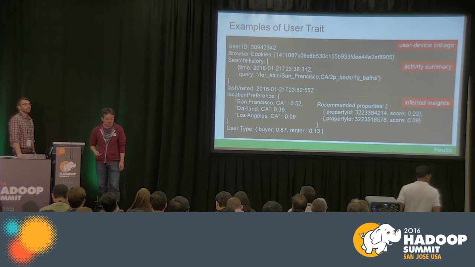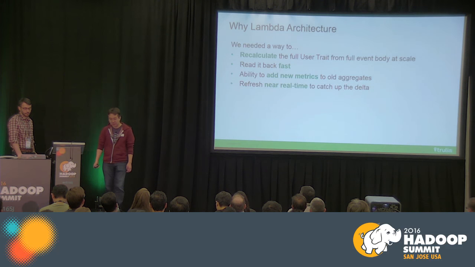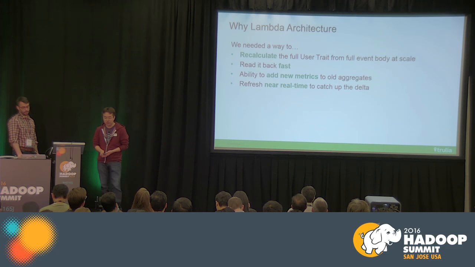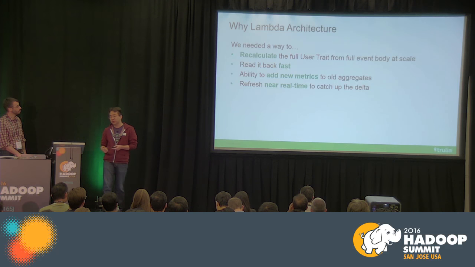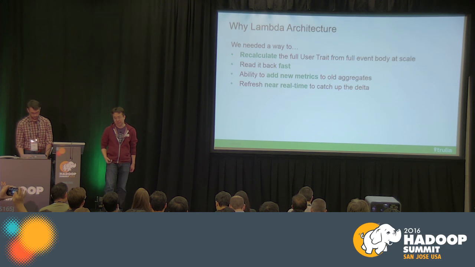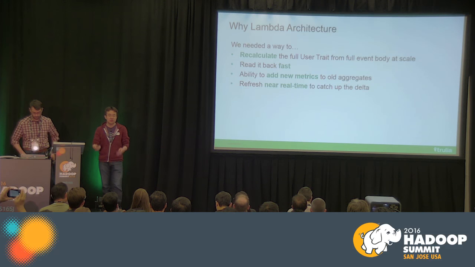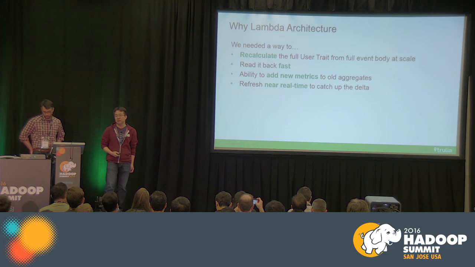So we looked around for what could be our solution for those two types of access patterns, and we settled on the Lambda architecture. The Lambda architecture has a batch layer and a real-time layer, and we merge them when we serve the data. So we have the opportunity to recalculate the full user trait from the full event body at scale almost at every batch cycle.